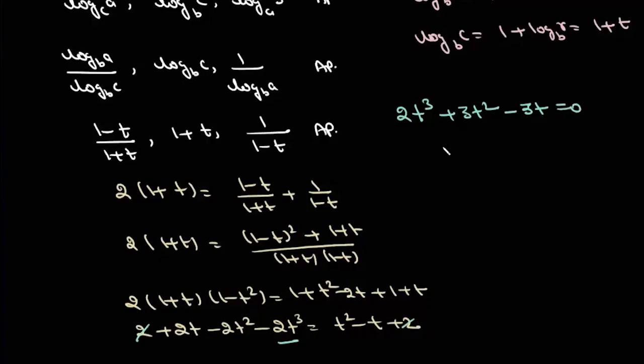or we can write 2t square plus 3t minus 3, it is equal to 0. So this is our first result.